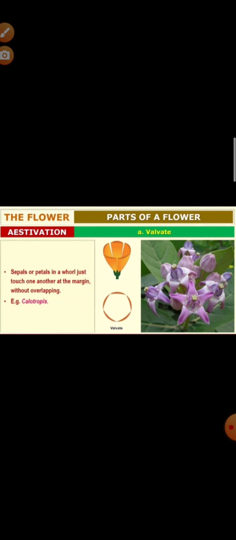Sepals or the petals in a whorl. We are discussing the valvate type. Here what happens? The margins of the sepals or the petals or the tepals just touch one another, but there is no overlapping. You can give so many examples. I have given an example of calotropis here.